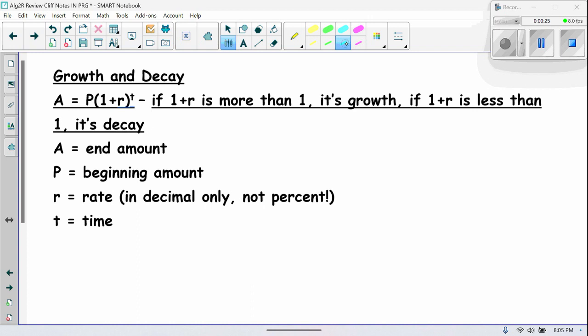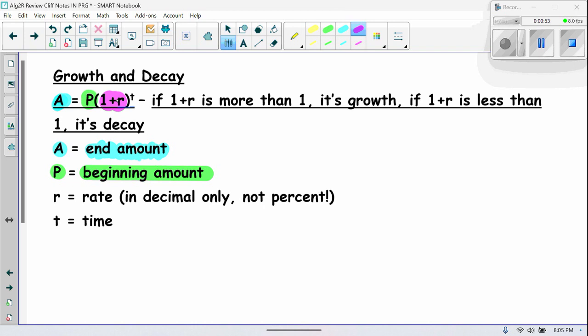All right, so first of all, the equation is set equal to an amount here. That's going to be your end amount. Whatever your equation is equal to is your end amount. This number that's in front of the parentheses is your beginning amount. I call that P, you can call it anything you want. I have A here.